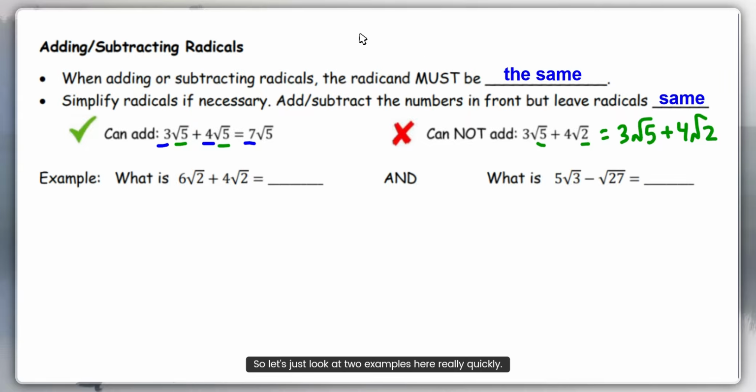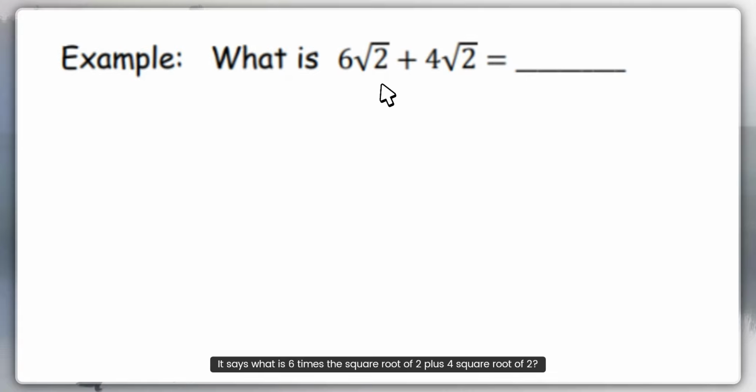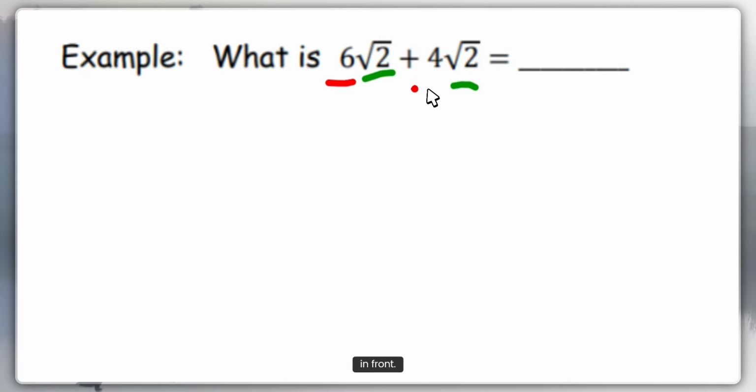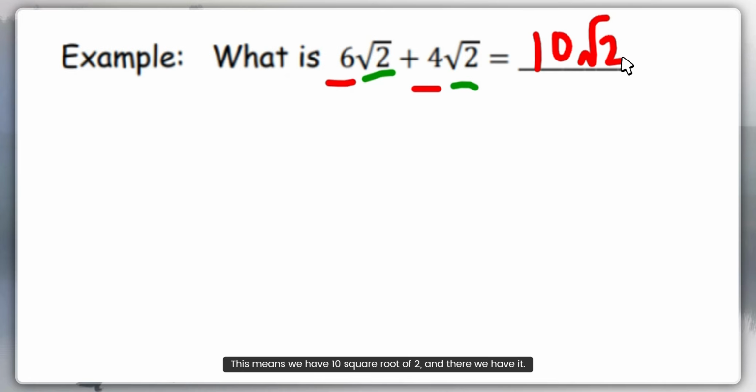So let's just look at 2 examples here really quickly. It says, what is 6 times the square root of 2 plus 4 square root of 2? Well, we're seeing here the numbers under the square roots match. So you just add the numbers in front. This means we have 10 square root of 2. And there we have it.